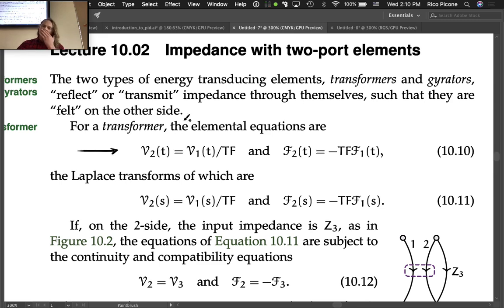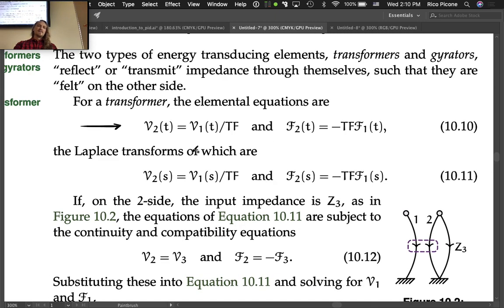If we take the Laplace transforms of these two equations, we just have Laplace transform variables V2, V1, F2, and F1. Instead of being functions of time, they're functions of S, the Laplace transform S. Okay? So not too exciting. There's no time derivative involved, so we don't have to worry about any S terms popping up other than that these are functions of S.